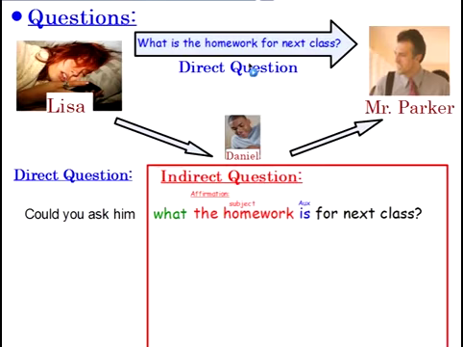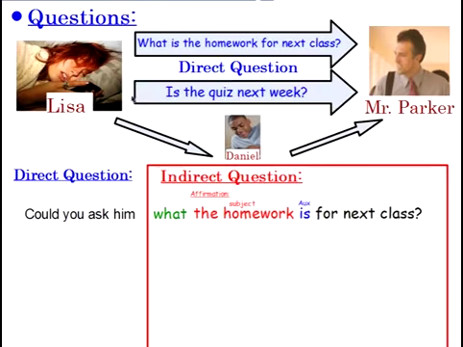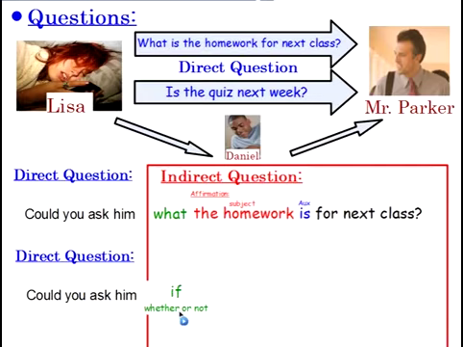Okay, so another example. Lisa says directly to Mr. Parker, hey, Mr. Parker, is the quiz next week? But remember, she couldn't do that. She couldn't talk to Mr. Parker, so she needs to ask Daniel to ask the question to Mr. Parker for her. So again, she starts with a direct request. She says, could you ask him? And then she uses a different type of word. She says, if, or maybe she could say, whether or not, right? And then the question, is the quiz next week?